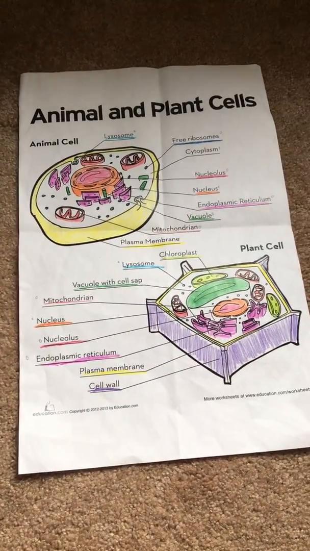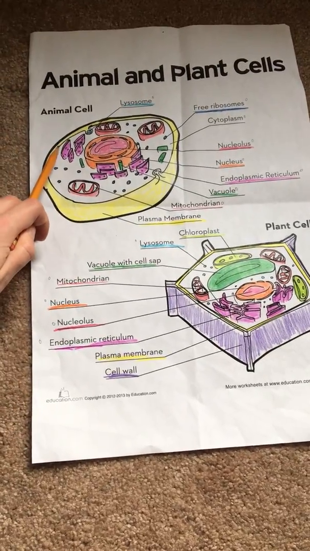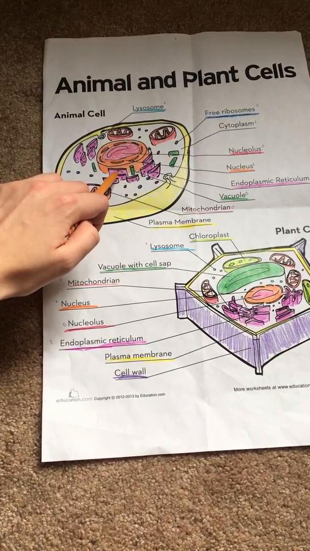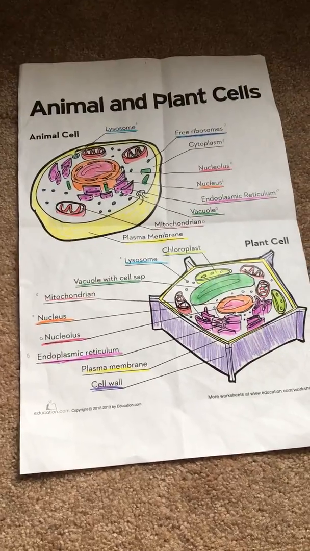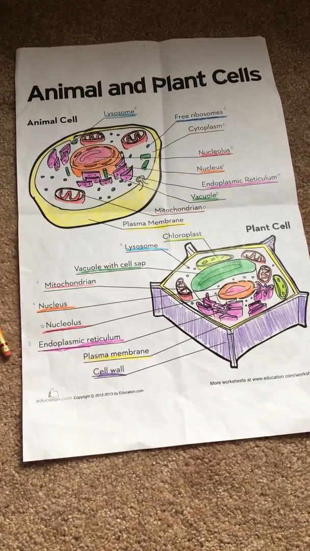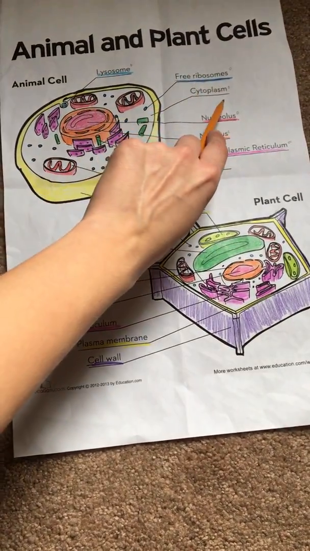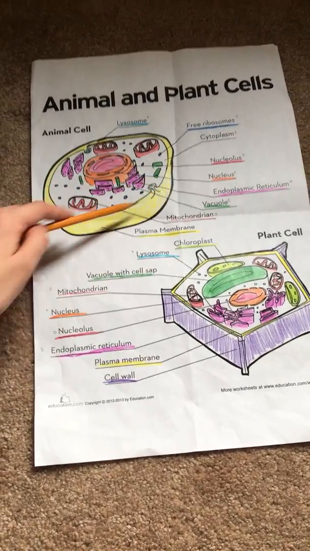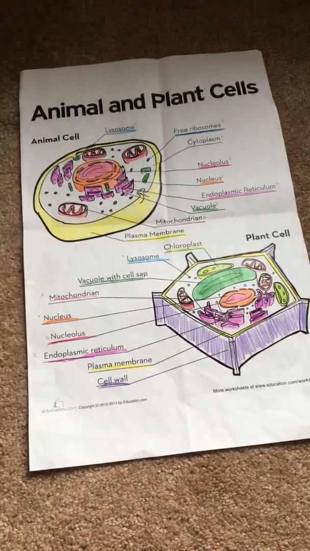And both cells have parts which are called organelles. So these things inside of the cell are the cell's organelles. And the organelles lay in the cytoplasm, which is the jelly-like substance that surrounds them. So this is the cytoplasm, and I didn't color it in so that you could see that all the organelles lay in the cytoplasm.